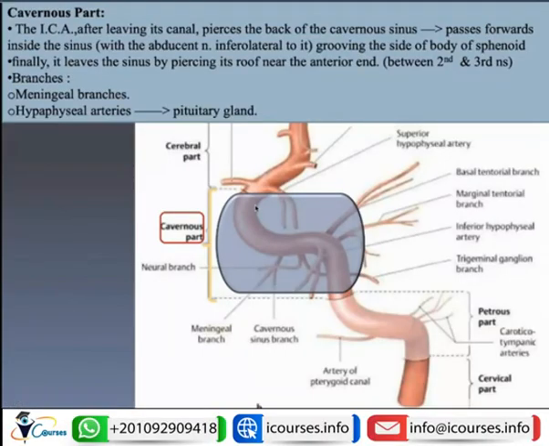So what are the branches? The branches are the meningeal branches, or the meningeal arteries, supplying the meninges. And there are branches that will supply the pituitary gland, called the hypophyseal arteries. So there will be superior hypophyseal artery and inferior hypophyseal artery.